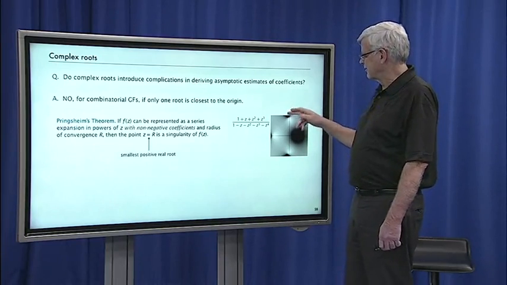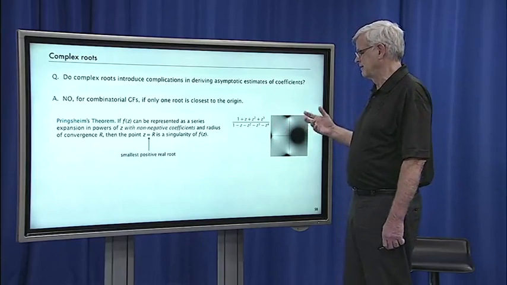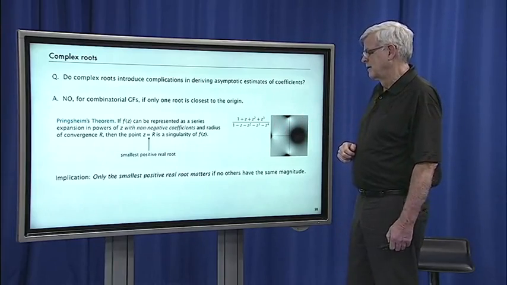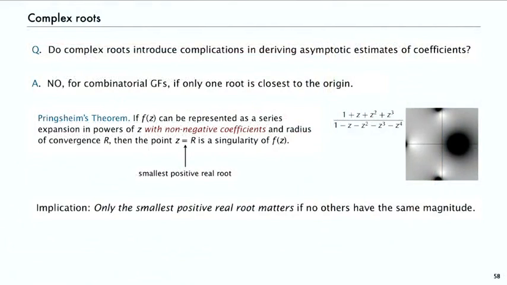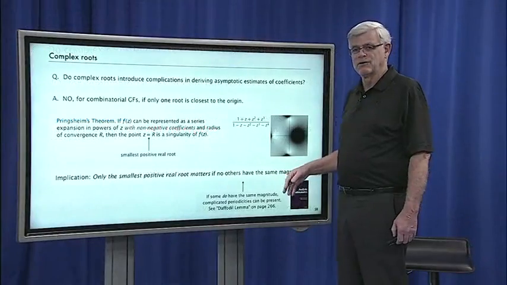And not only that, the contribution from the other terms are exponentially smaller. They really can be safely ignored. So that's the implication. Only the smallest positive real root matters if no others have the same magnitude. Now, if you do have a bunch of roots that have the same magnitude, you can get really complicated periodicities. And you can read about that starting on page 266 in the book if you're interested.